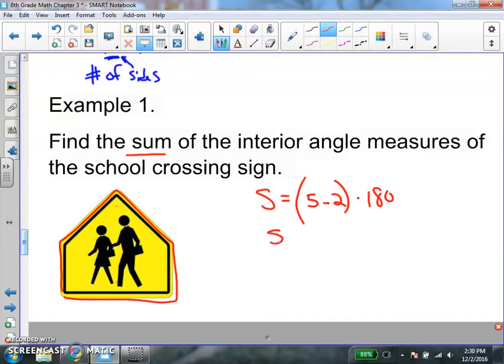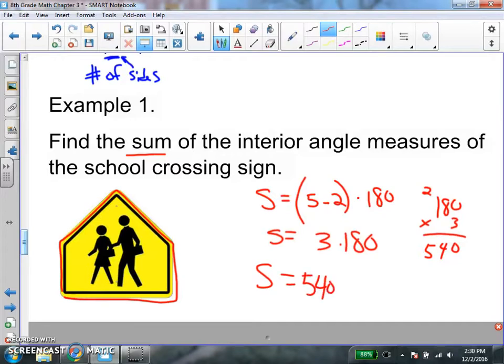Okay, I'm going to do my parentheses first. That's what PEMDAS says to do. That's 5 minus 2 is 3. And then I still have to multiply by 180. Okay, 180 times 3. 0 times 3 is 0. 8 times 3 is 24. Carry my 2. 3, 4, 5. So, I get S equals 540 degrees. And that's my answer. Took my number of sides, subtracted 2, multiplied by 180. And this shape had 5 sides.